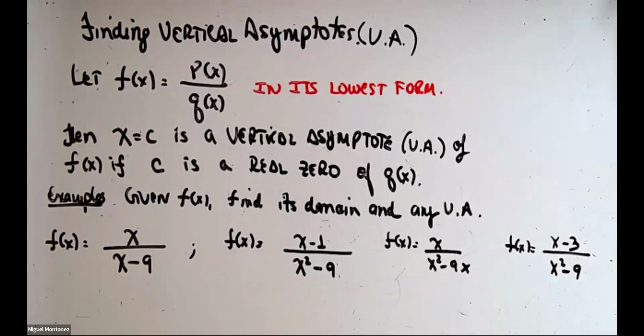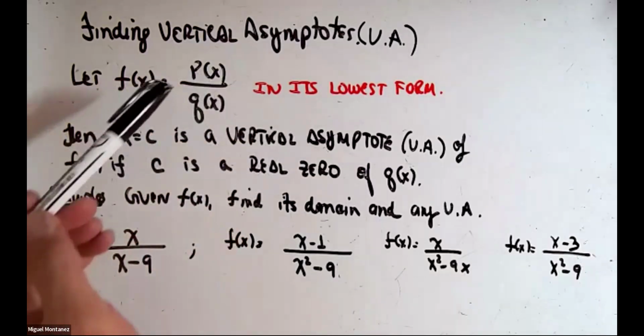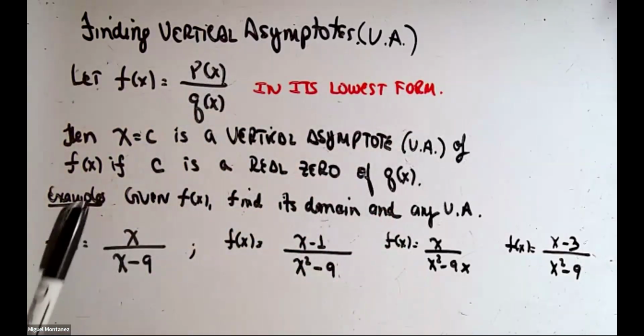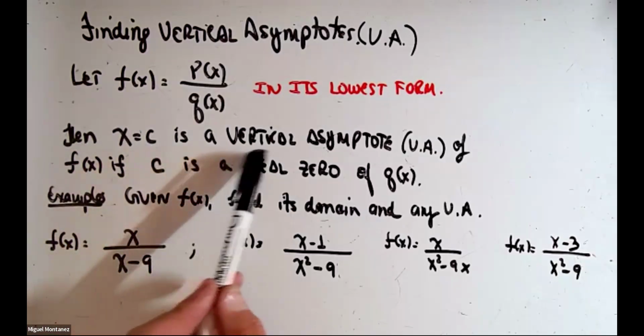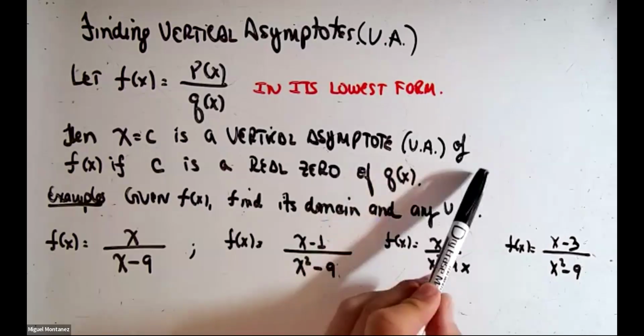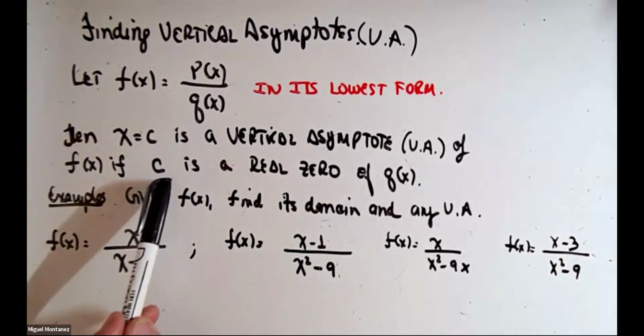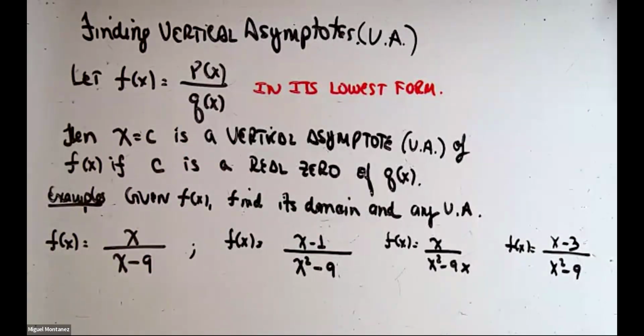Scholars, how do we find vertical asymptotes when we are dealing with rational functions? Well, let's see. Let's assume that f of x, of course, is a rational function, p of x over q of x in its lowest form. Then x equals c, this vertical line, will be a vertical asymptote, let's call it a VA for short, of the function f of x if the number c is a real zero of the denominator q of x.